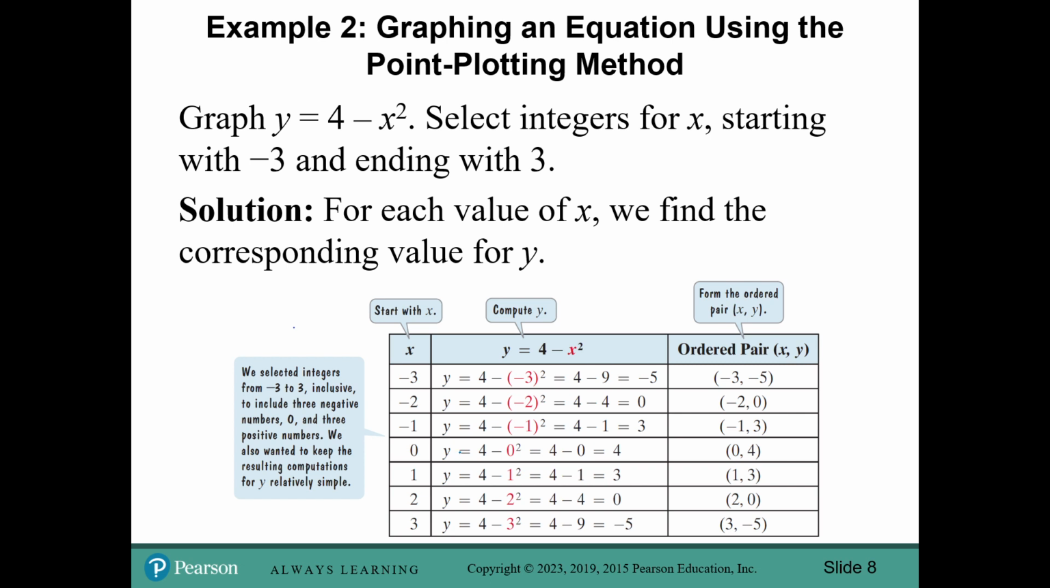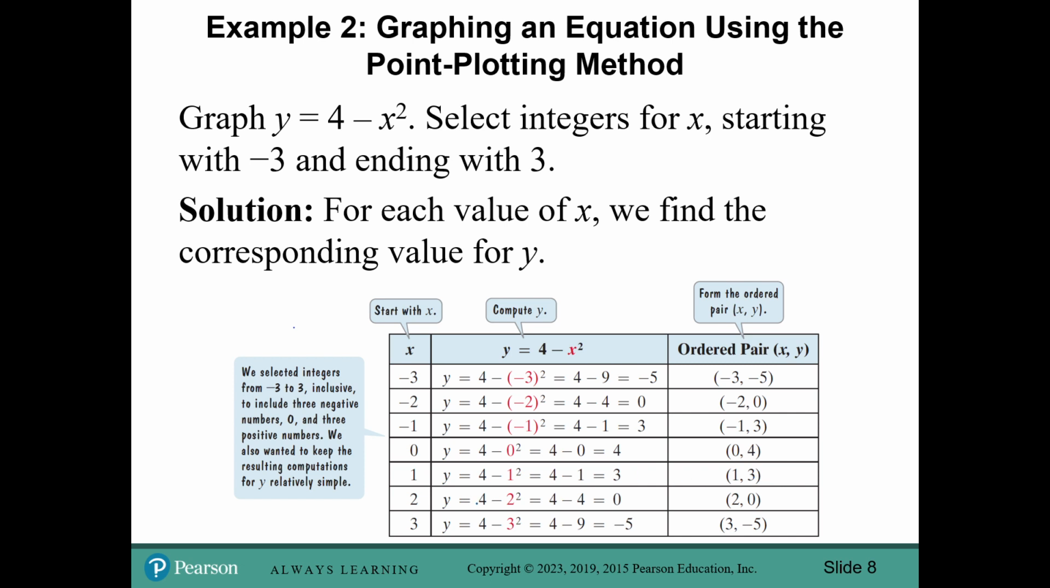Next, I plug in the 0 for x. Y equals 4 minus 0 squared equals 4 minus 0, which simplifies to 4. So we have the coordinate point 0, 4. Next, we have y equals 4 minus 1 squared equals 4 minus 1 equals 3. So we have the ordered pair 1, 3.